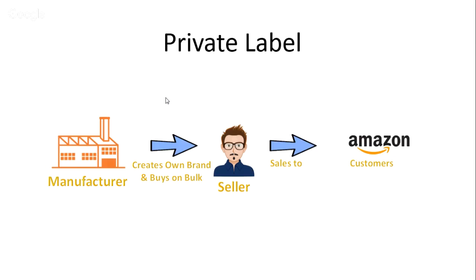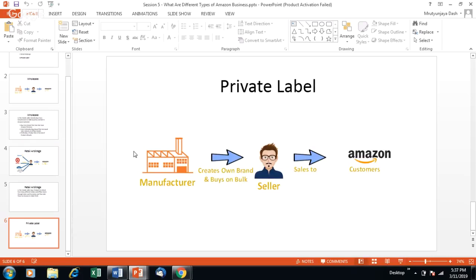Now the seller will bring that product. He basically buys in bulk. It would not be just 10 or 20 units. It would definitely be higher in number, probably 300 to 500, right? In that number, the seller has to buy. Then the seller brings that product on Amazon Marketplace and sells to Amazon customers, right? That's the business model. That's what private label is.